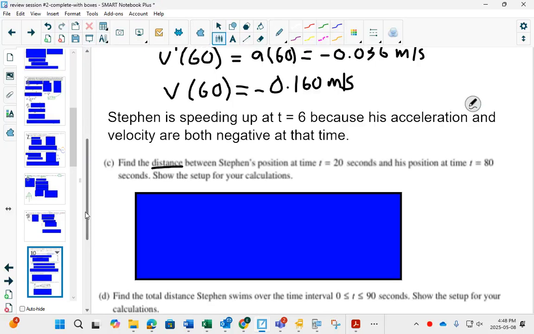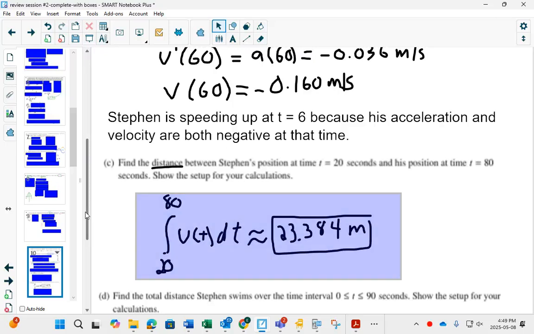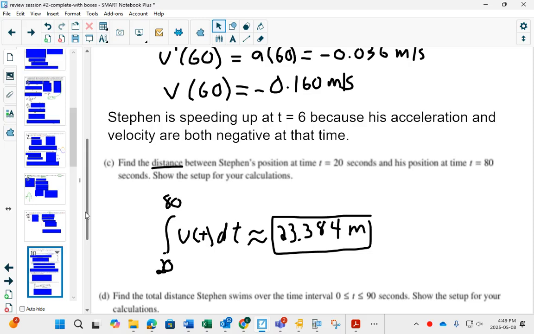So find the distance between Stephen's position at t equals 20 and his position at t equals 80. This is not the distance he's traveled between those 2 times. It's just this time and this time. What is the distance between those 2? If we do the integral from 20 to 80, that will be an accumulation of change of what's happened when you started at 20 and ended at 80.